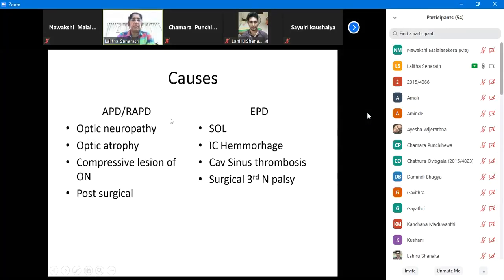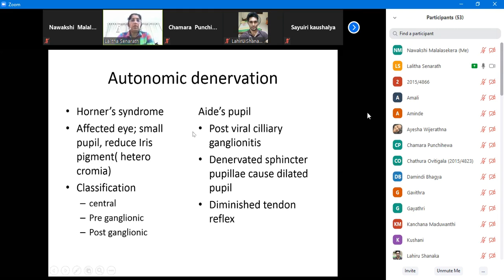The cause of RAPD or APD is optic nerve insult. Any optic nerve insult causes this: optic neuropathy, optic atrophy, compressive lesion of the optic nerve, or any trauma, surgical trauma, or direct trauma. Different pupillary defects are due to any compressive third nerve compression. An intracranial hemorrhage may cause third nerve damage. Cavernous sinus thrombosis may cause superior branch third nerve damage, and surgical third nerve palsy. With autonomic denervation, the autonomic supply of the eye will be denervated.